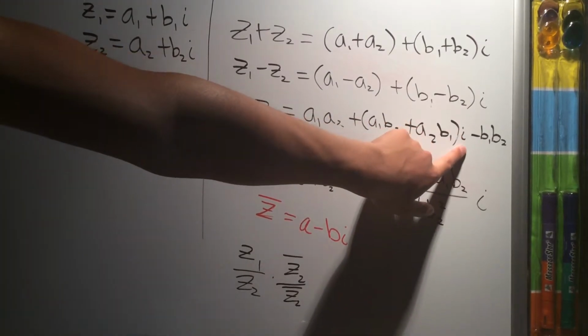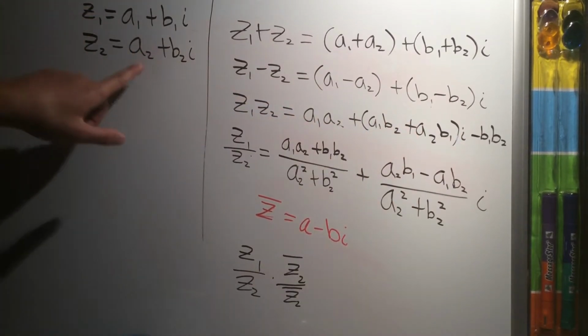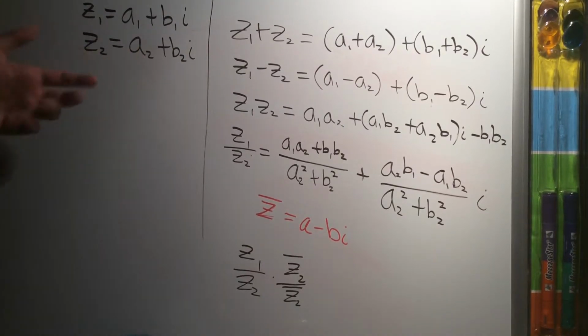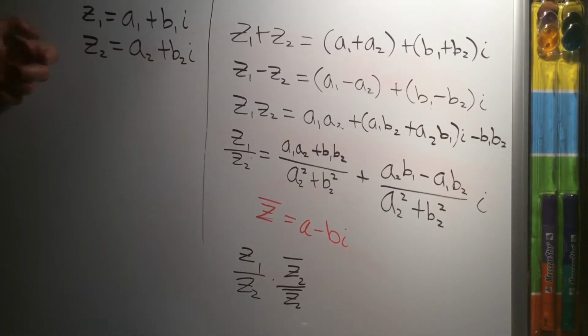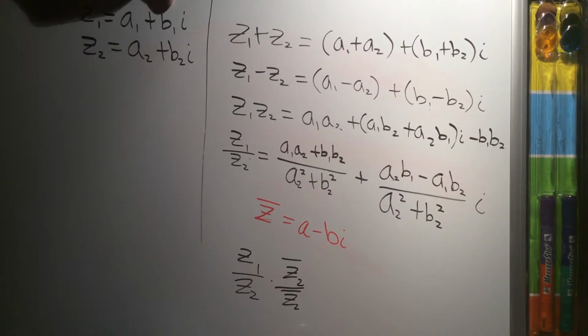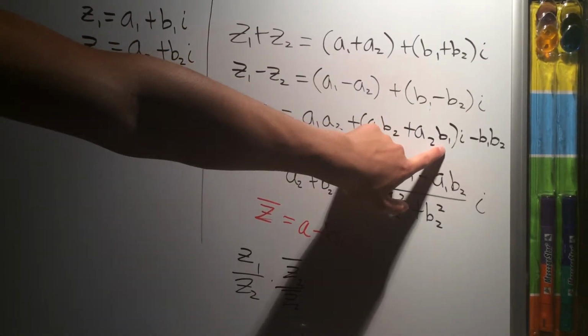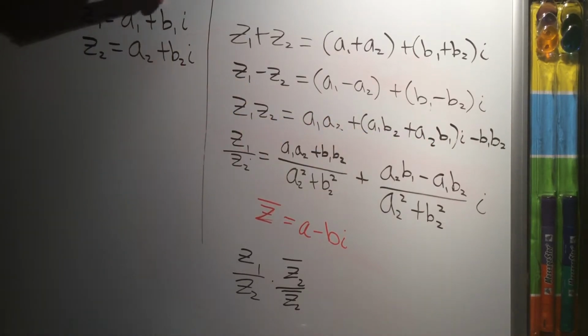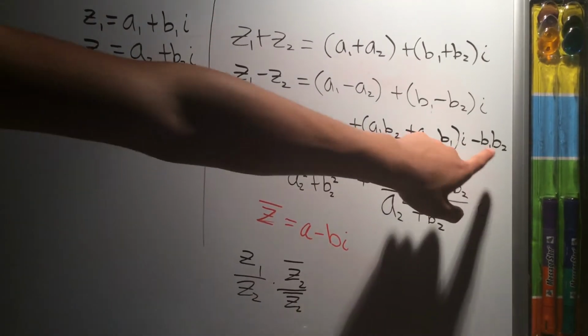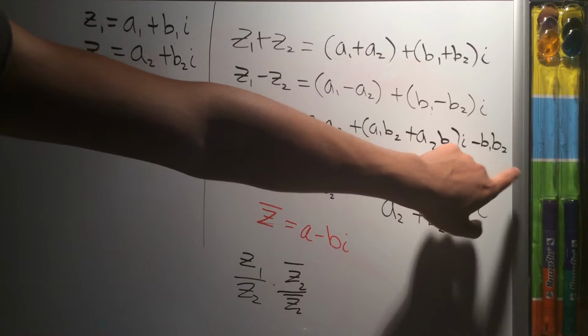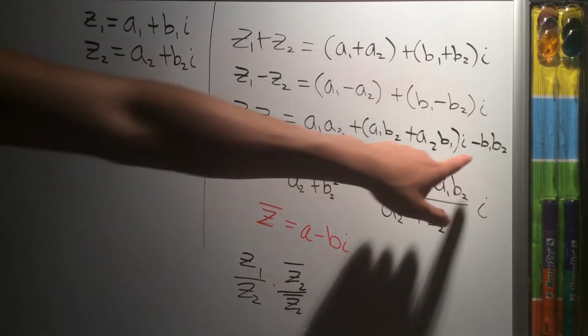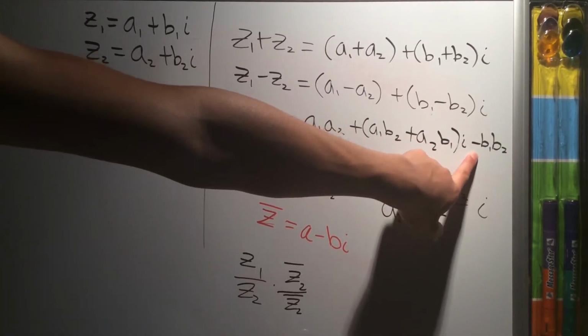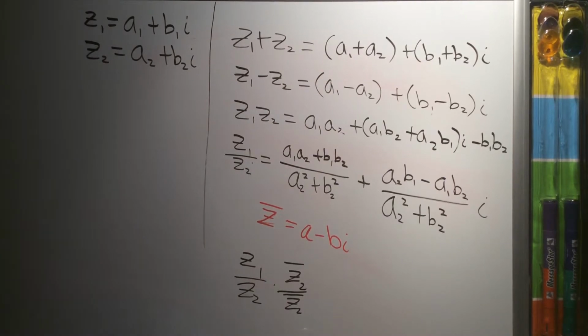We factor out i here because we notice that when we do the first term of z2 and multiply that by the second term of z1, that still has an i with it. So we're able to factor it here. Now, b1i times b2i turns into minus b1 times b2. The minus occurs because we have i squared, and i squared is equal to -1.